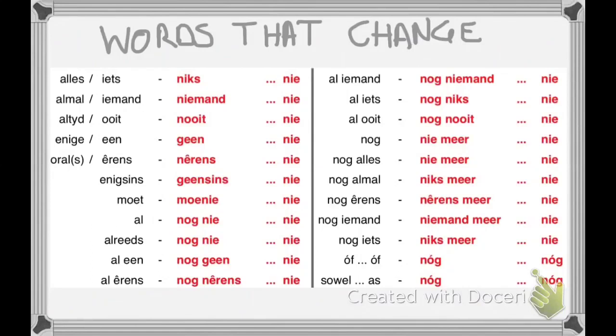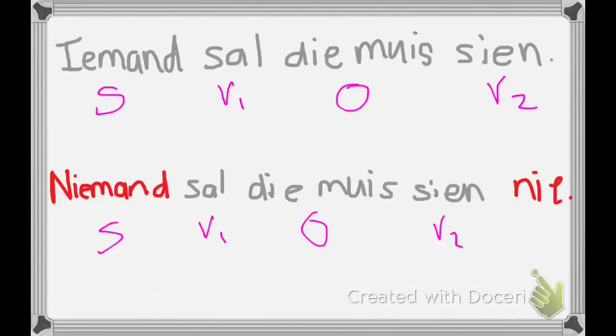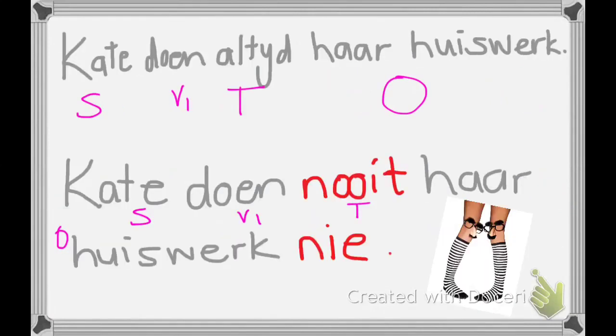So exactly where the word is, it changes to whatever it needs to change to, and then your second nie still goes all the way to the end of the sentence. Here's a nice simple example of that. "Iemand sal die muis sien." Someone will see the mouse. "Niemand sal die muis sien nie." You can just see that iemand changes to niemand. Everything is still in exactly the same order, still in the order of Stompie. And then the nie just goes to the end of the sentence. So as you can see, because niemand counts as a nie, you still have 2 nies, and this is still a normal sentence.